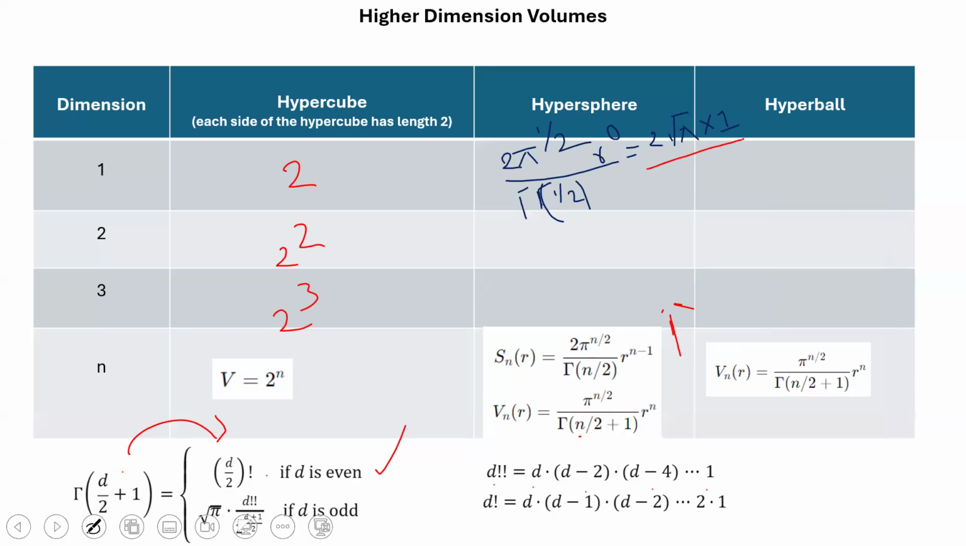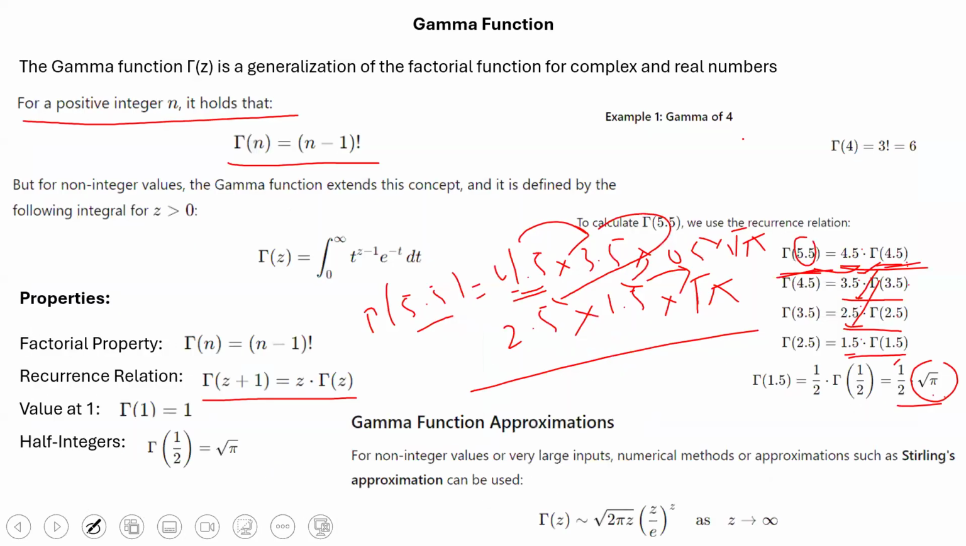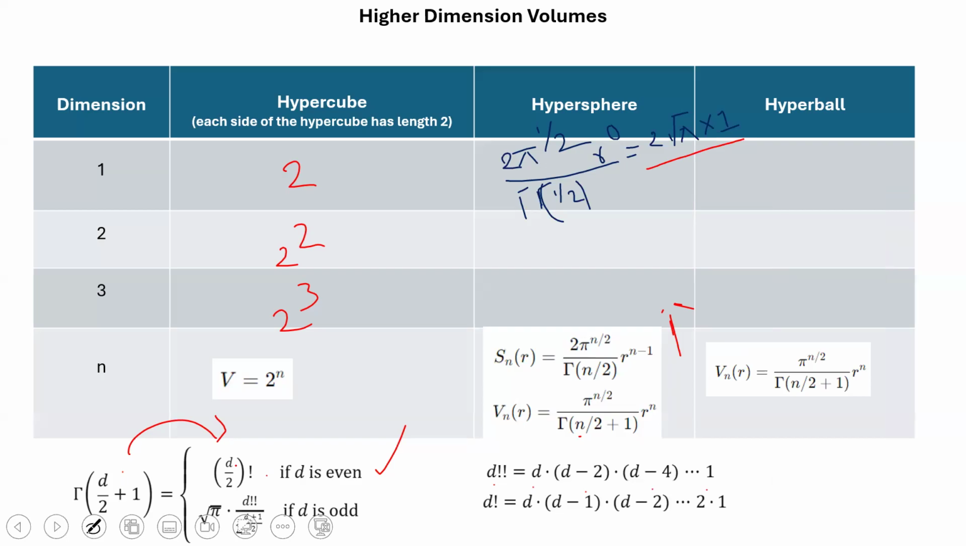What is the value of gamma 1 by 2? Gamma 1 by 2, it's root pi, right? Gamma 1 by 2 is root pi. So we got gamma 1 by 2 here, so we got root pi. Cancelling both of them, the surface would become 2.